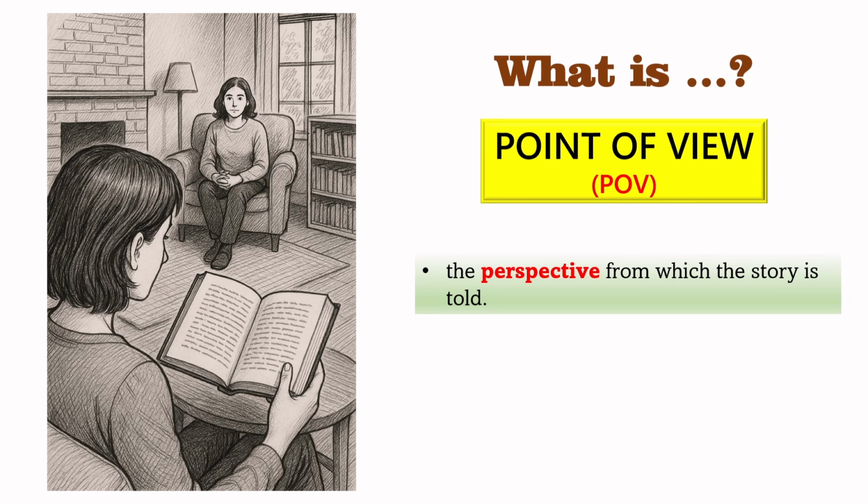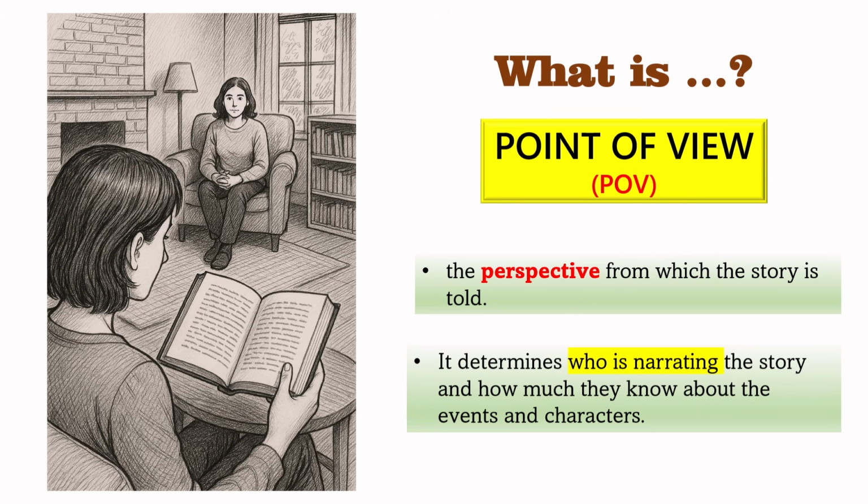Point of view in a short story refers to the perspective from which the story is told. It determines who is narrating the story and how much they know about the events and characters. The main types of point of view are first person, second person, and third person point of view.